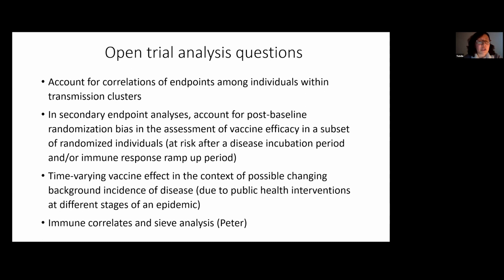If we just look at individuals at risk after those periods, then we know that the analysis is subject to post-randomization bias, and how do we account for that? That's one question. And also, how do we account for time-varying vaccine effect in the context of possible change in background incidence of disease due to public health interventions at different stages of the epidemic? And lastly, human correlates analysis studies, as well as SIV analysis, will be important to answer in the context of such trial. And Peter will take over to talk about SIV analysis.